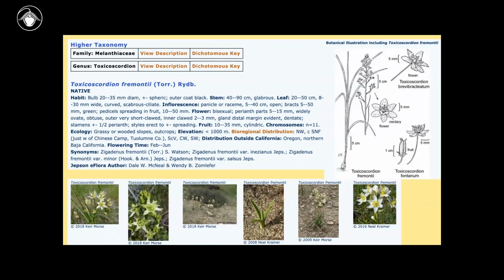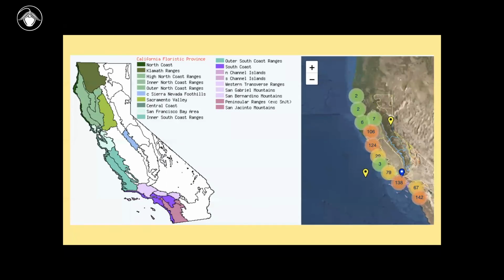So this brings us to the species Toxicoscordion fremontii, and you can compare with the illustrations and with the photos and carefully read the description. And this plant is very widespread within the California Floristic Province.